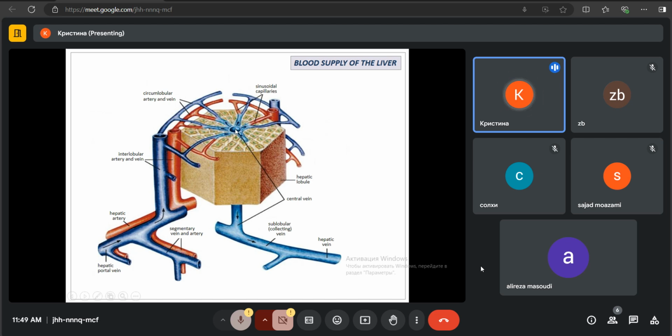center. The central vein goes longitudinally through the lobule. So in this picture, it goes downwards this way, and central veins go into sublobular connective veins, which then go to hepatic vein and then to the vena cava.